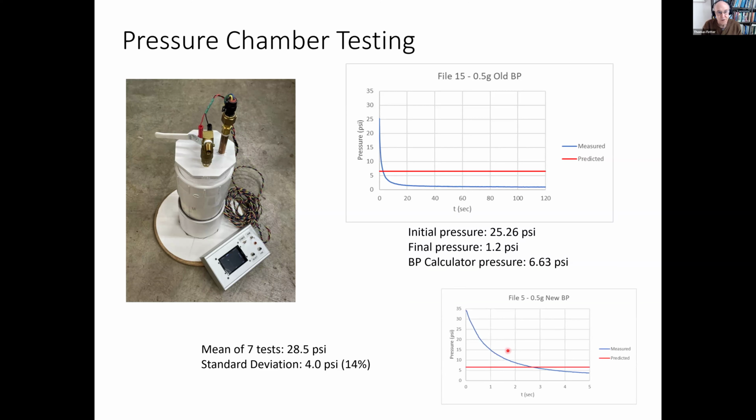I also measured with both old and new black powder, and there's no significant difference between either one. So the old black powder was not the reason for the failure to deploy the parachutes. But clearly there's something missing from the black powder calculator model needed to account for the higher pressure.